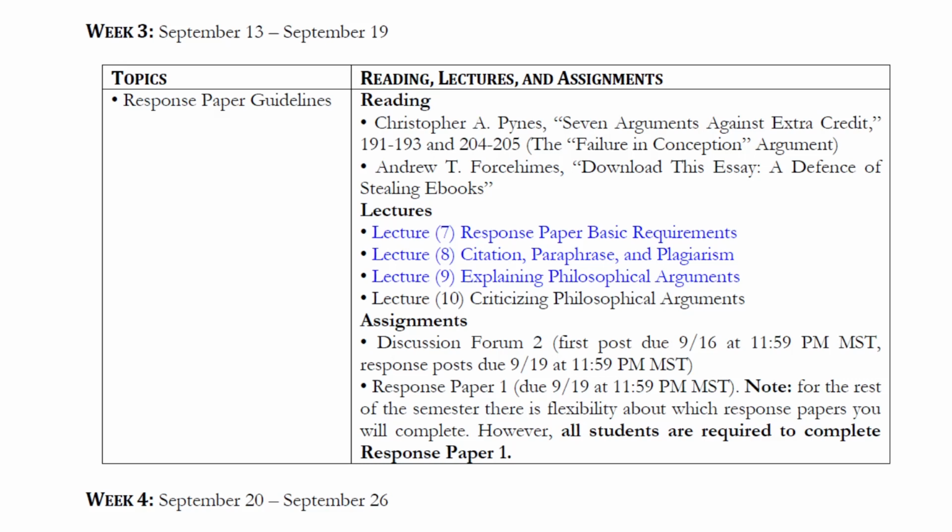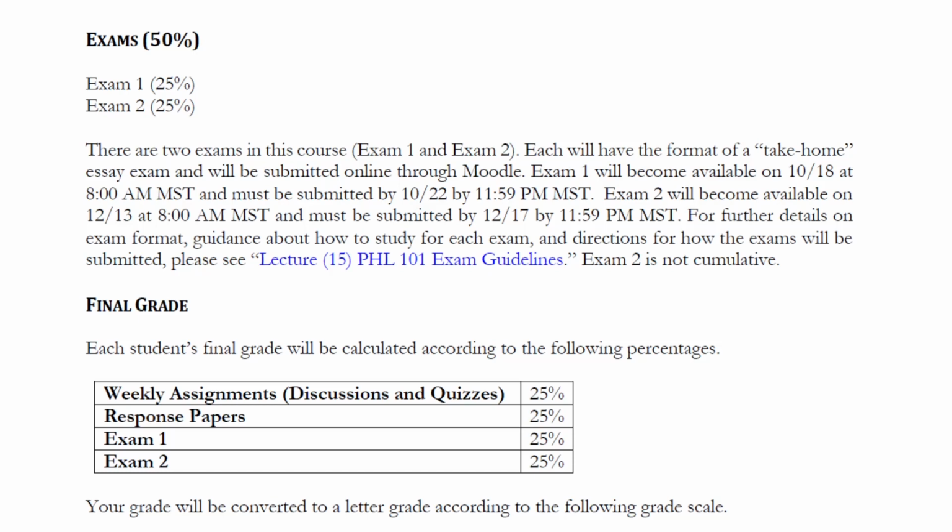As you can see here, during this week there will be 4 lectures that explain the response paper assignments. This week will culminate in you completing your first response paper 1, which you will recall all students are required to complete. The final type of assignment in this class is the exam.